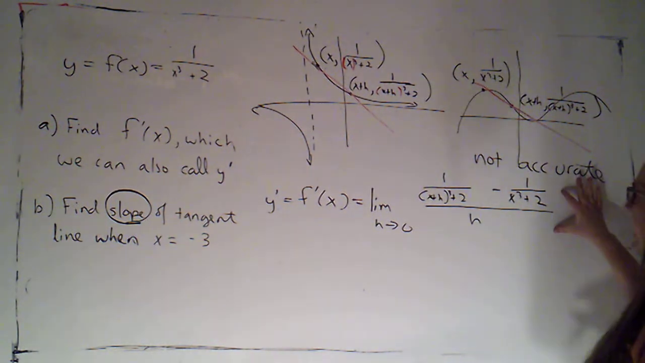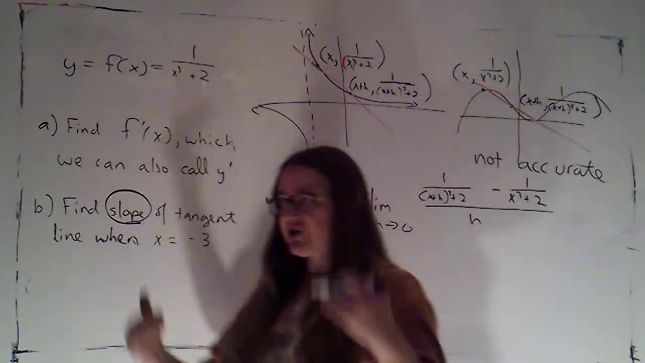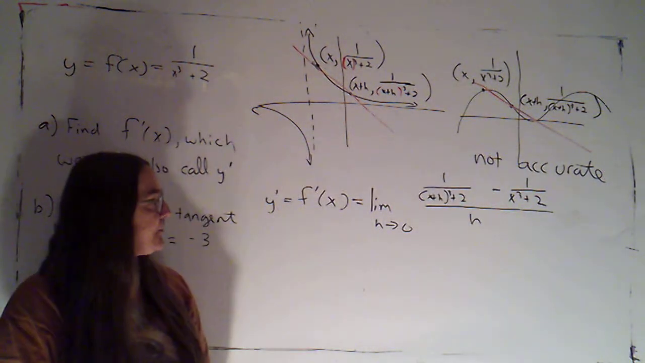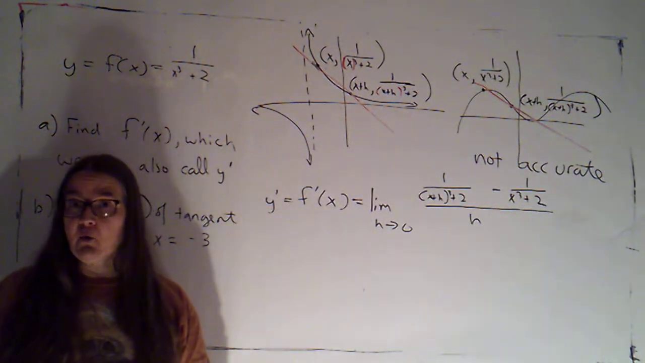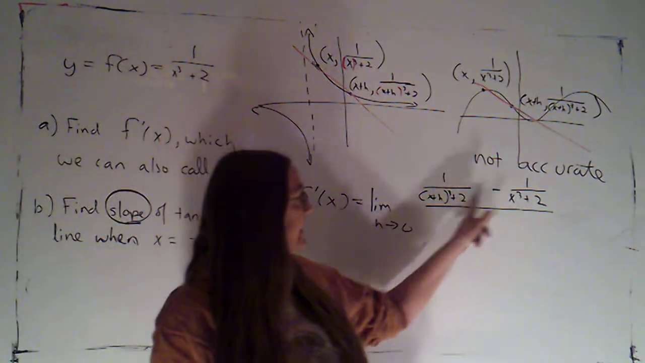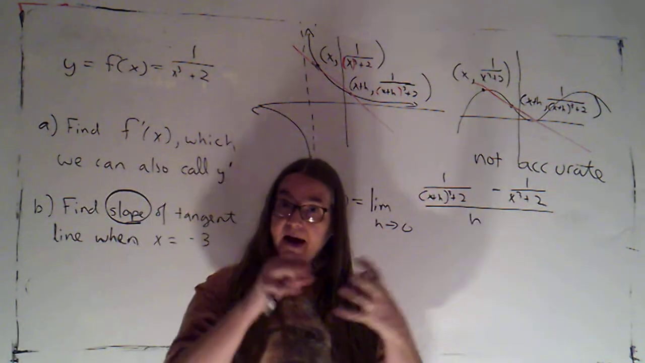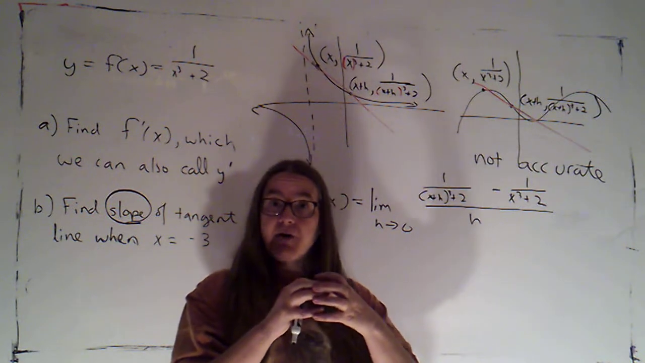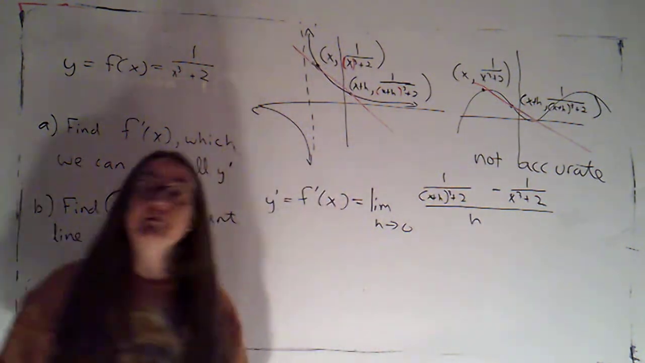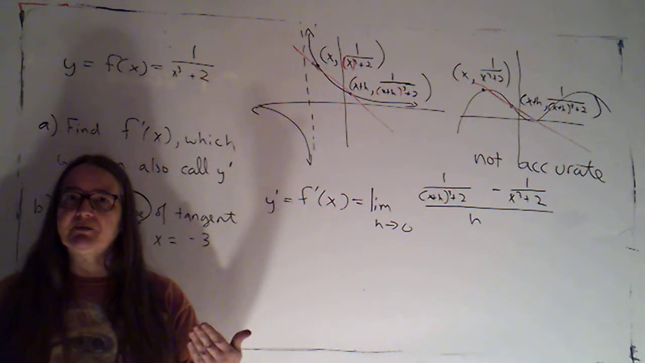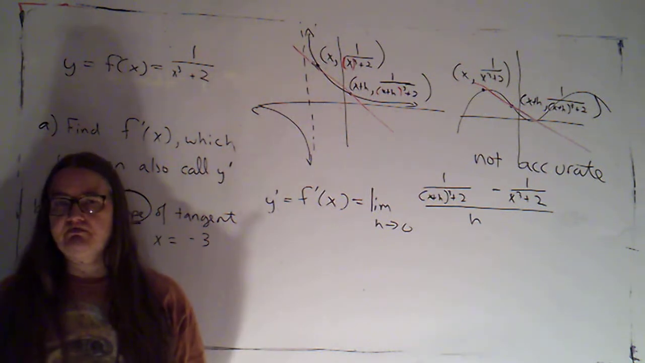I'm going to observe that I have a complex fraction. I've got fractions inside of fractions here. And there are two basic ways to deal with that. One is I could find a common denominator, combine the fractions on top into a single fraction, and then use the fact that dividing by h is the same as multiplying by 1 over h.